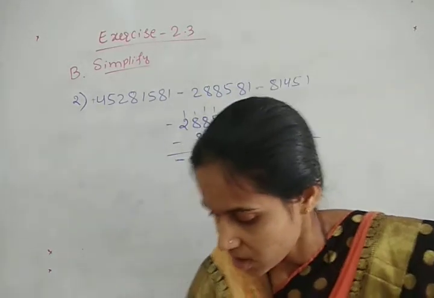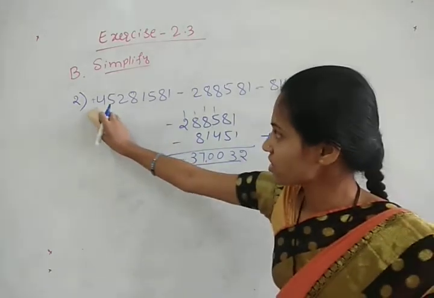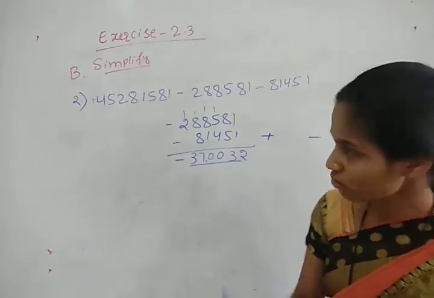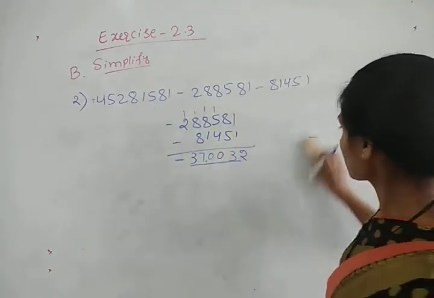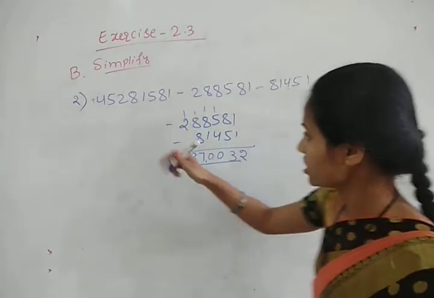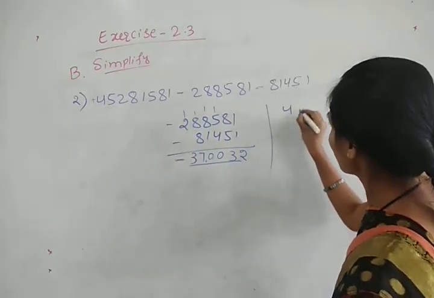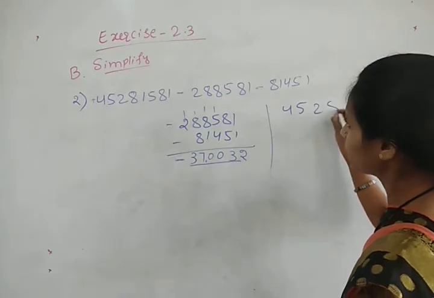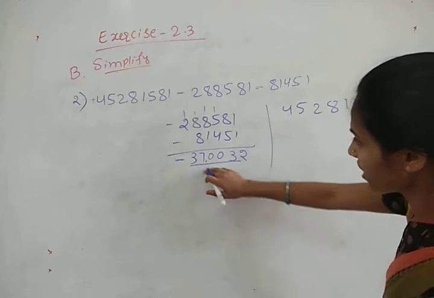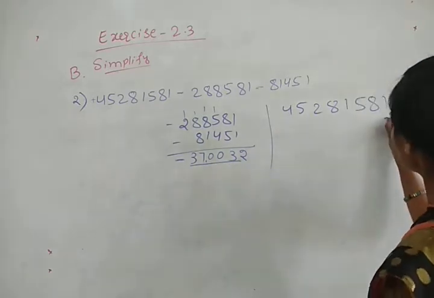Now it is minus, so this is plus. So I will subtract this number from this first number. Okay, so this is the first step. Now in the next step, what will I do? I will subtract this number from this. Okay, see here, 4528 1581. From this I will subtract this. So write this number below this.